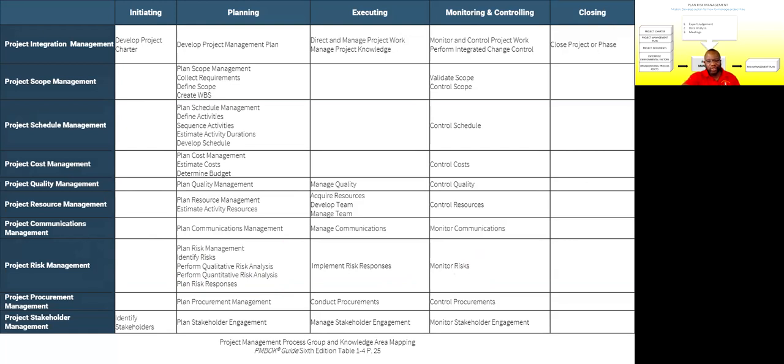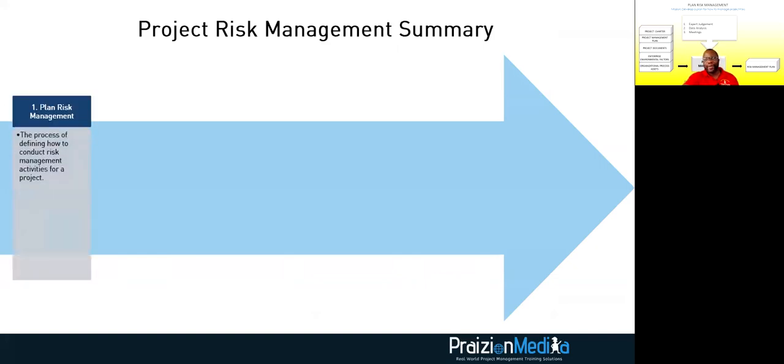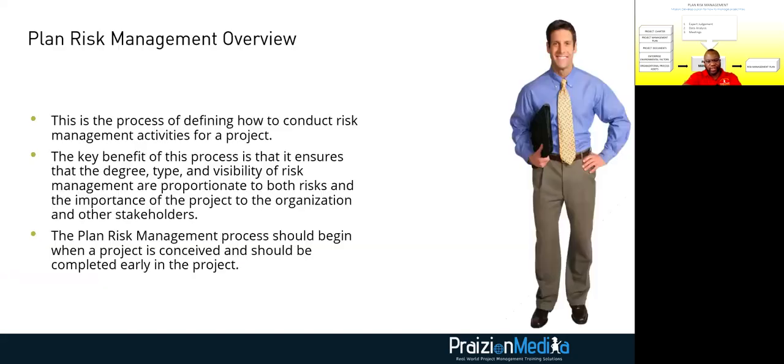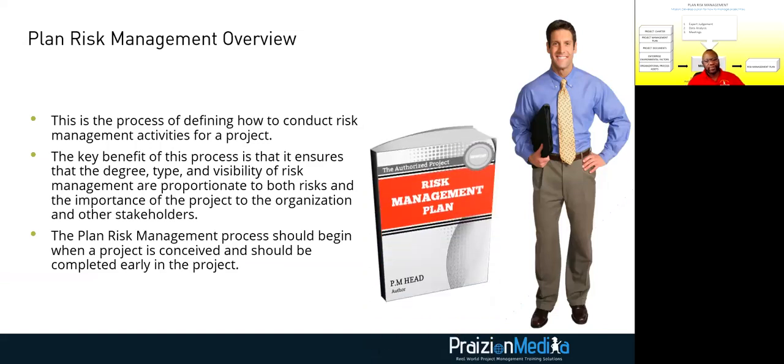So let's take a look at each one at a high level. Plan risk management, the process of defining how to conduct risk management activities for the project. In other words, you're going to get a risk management plan as an output. What are the contents of a risk management plan? Well, let's read a little bit more about the process. This is the process of defining how to conduct risk management. How are we going to identify the risks? How are we going to qualify or analyze the risks, whether qualitative, qualify, or quantitative, quantify? How are we going to do all this? All right, that's the summary.